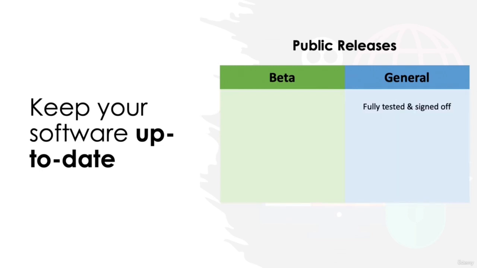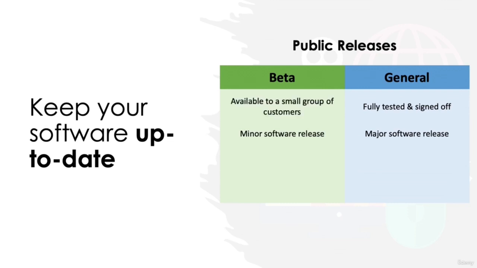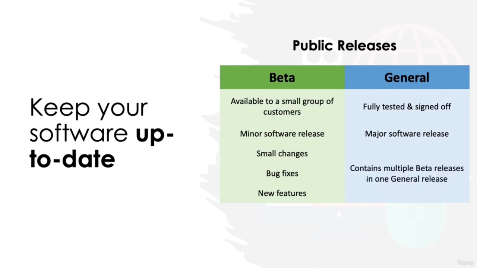A general release is the version made available to all users, having been fully tested and signed off by the company's in-house quality assurance. This is also commonly known as a major software release. A beta release, also known as a minor release, is typically offered to a small group of people who have been selected to take part in the beta program. Beta releases usually contain very small amounts of changes, bug fixes, or new features to the software, and their point is to ensure all new changes are in full working order before being made available to the wider public on a general release. Often, a general release can contain the changes made in multiple beta releases at once.